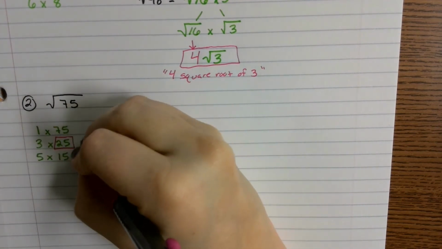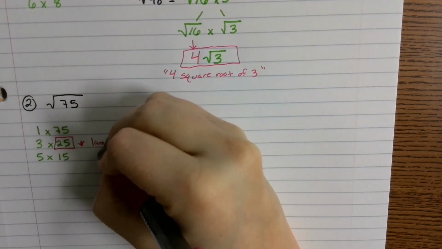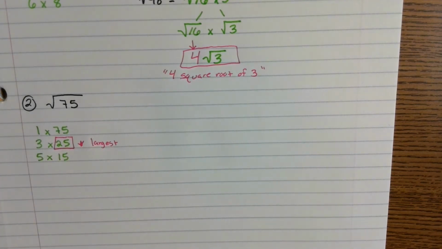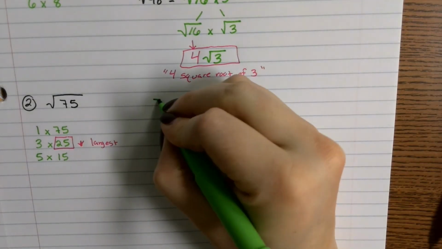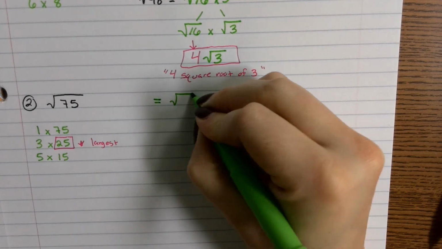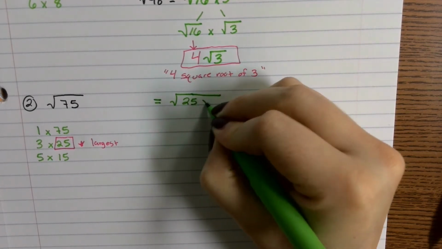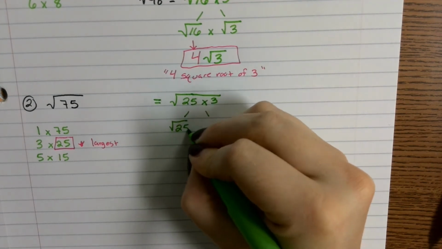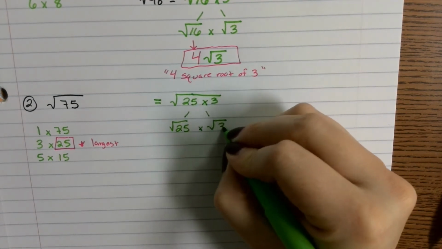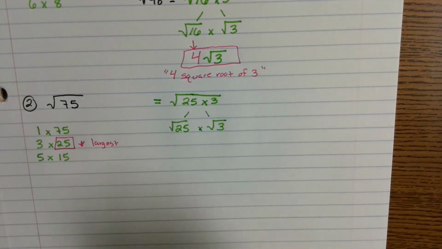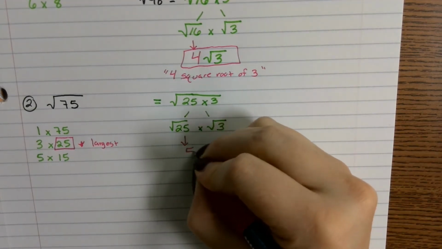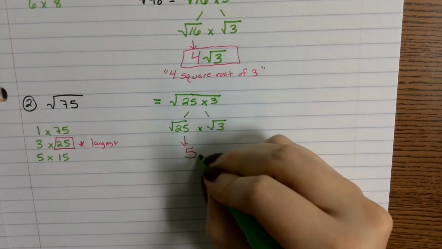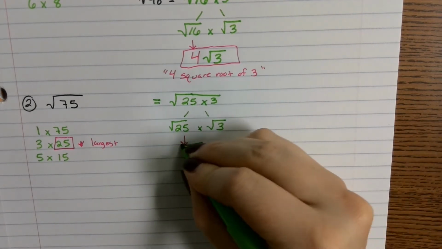Okay? And that's our largest perfect square. 1, of course, is also a perfect square, but we're never going to use that one. So 25, that's our largest perfect square. So when we break this apart, we're going to break it apart as the square root of 25 times 3, or the square root of 25 times the square root of 3. And what is the square root of 25? 5. So this now becomes 5 square root of 3. And then you're done.